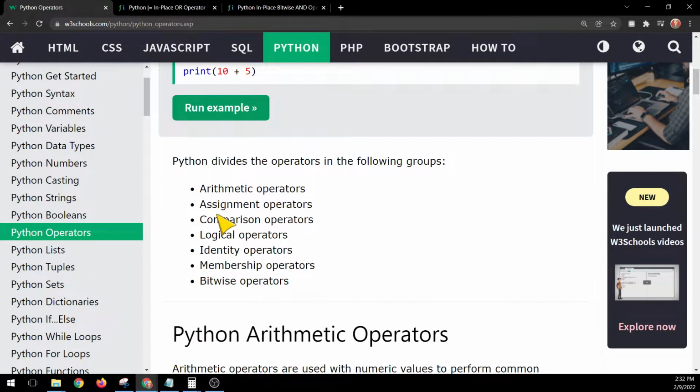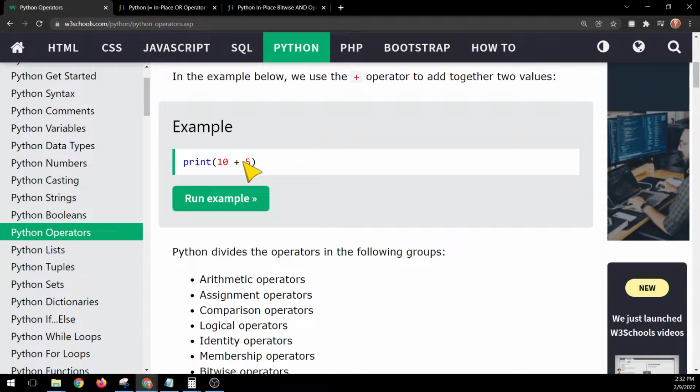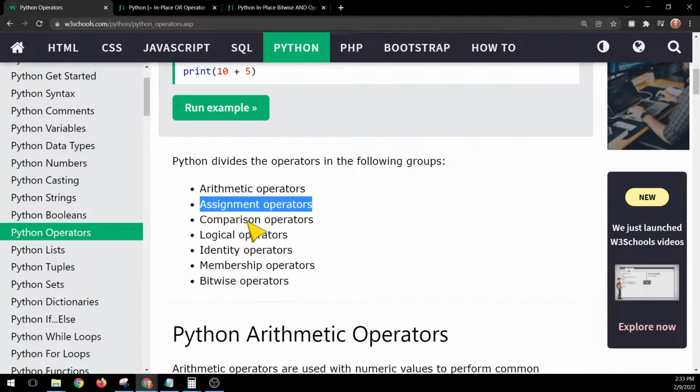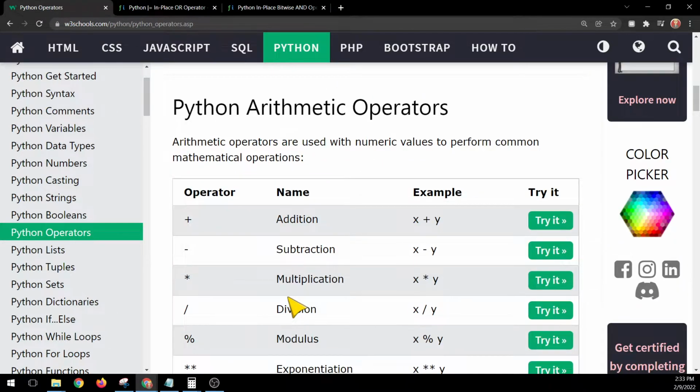Python divides operators into the following groups. You have arithmetic operators, that's like this one here, the math one. Assignment operators, that would be the equal sign. Comparison operators, greater than or equal to. Logical operators, that would be and, or. Identity operators, membership operators, and bitwise operators. So let's take a look at each one.